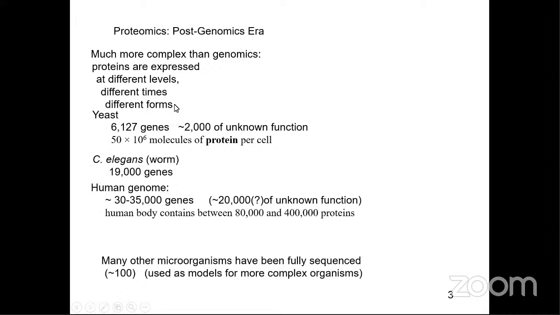So if you look at different organisms like yeast or C. elegans, human, and so on, the number of genes could be only this much. But if you look at the number of proteins per cell of a yeast, it's almost 1,000,000. If you look at human, the number of genes could be about 35,000 maximum. We don't know the function of many of them. But the number of proteins are almost 4 lakh proteins. So the numbers are huge. So that's the complexity of proteomics.